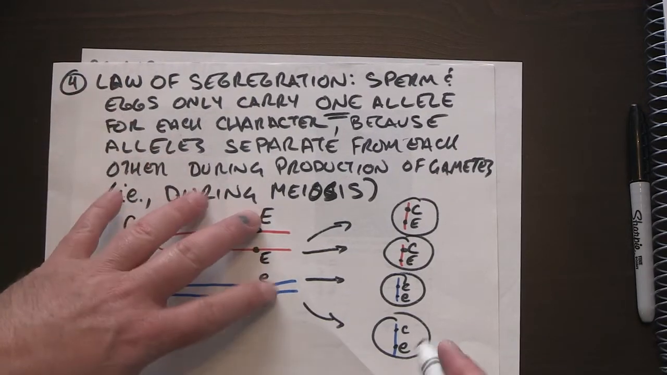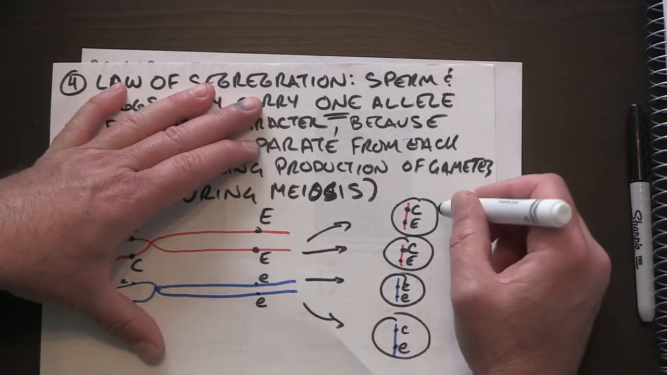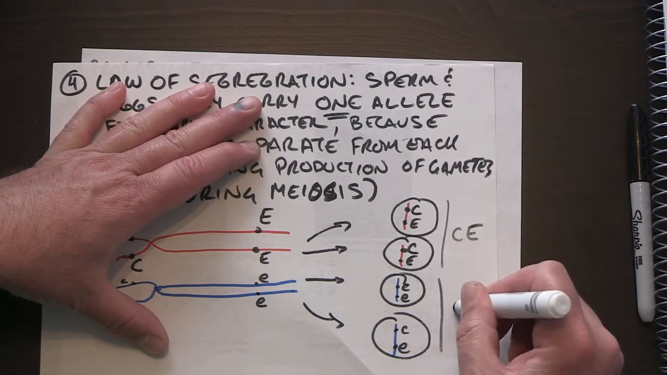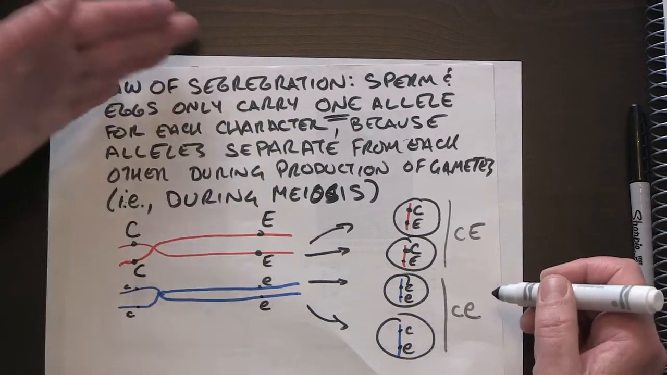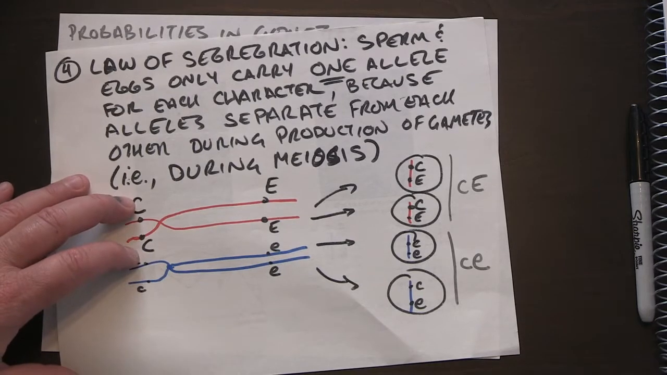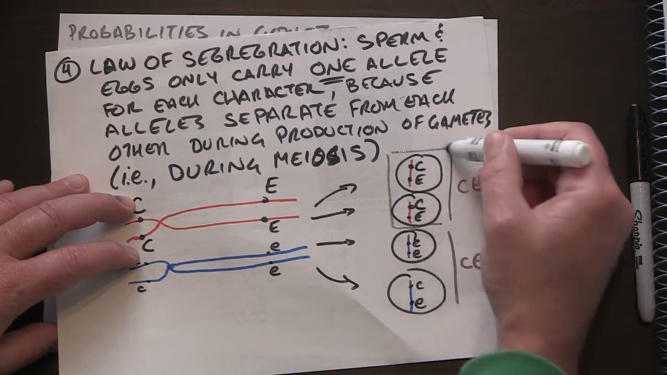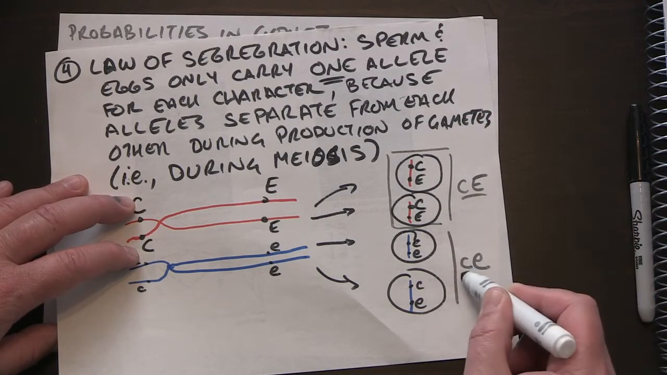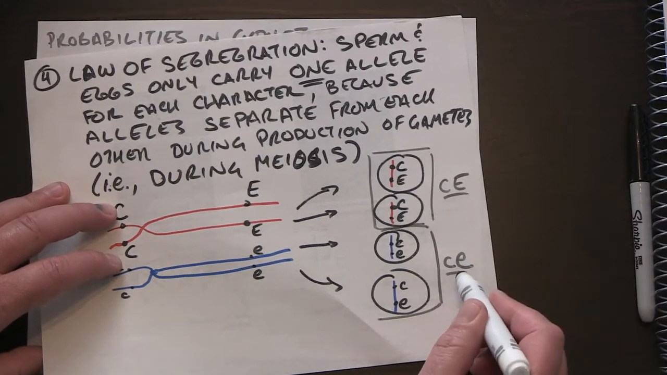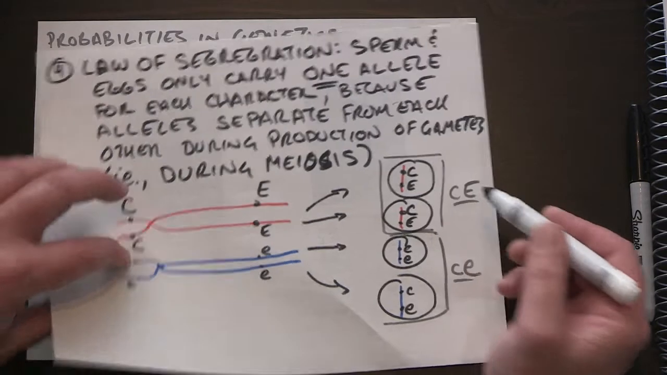So when those segregate out, they're going to make gametes, either eggs or sperm, depending on if this is a male or a female mouse, that are either going to be big C, big E, or they're going to be little c, little e. Okay? So it's an either or situation, sort of like flipping a coin, right? So the sperm of this male mouse is either going to have this combination in it or this combination in it, and the odds of the offspring getting that combination are essentially 50%, and the odds of that are essentially 50%, just like a coin, right?